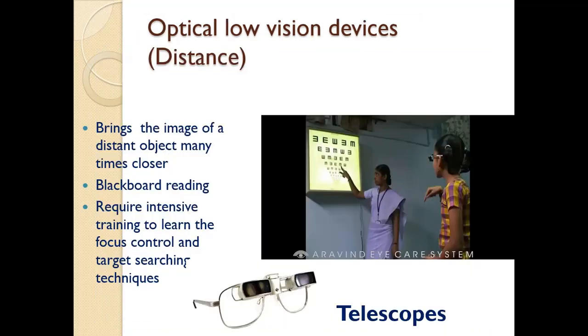For distance, there are only very few devices. For a very long time, we had a magnifier. This is much better: a telescope, where a child can only look at the distance. If they want to shift from distance to near, it will be very difficult for them, and it had a very restricted field. Now, it's much, much better.